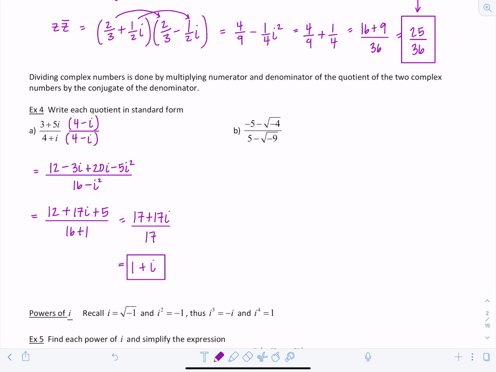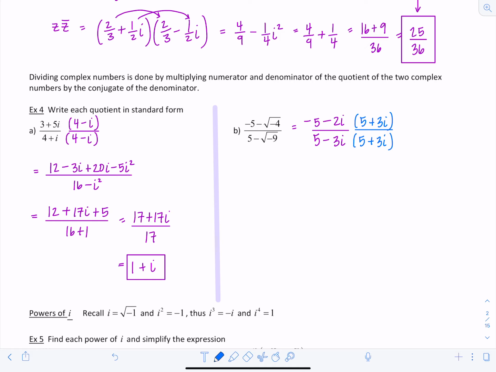Okay, let's look at one more, maybe a little more complicated. So I have (5 − √−4) over (5 − √−9). So first things first, replace √−4 and √−9 to be in terms of i. So I have (5 − 2i) over (5 − 3i), and then I'm going to want to multiply by the conjugate of the denominator. So always pay attention to the denominator. So that's going to be 5 + 3i.